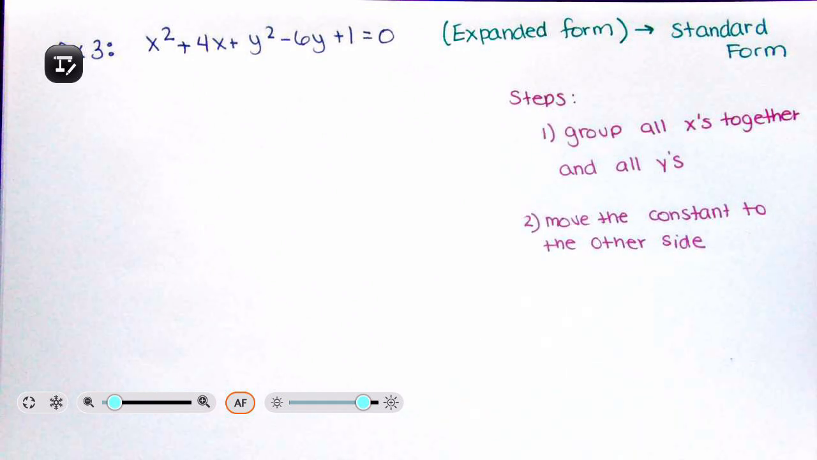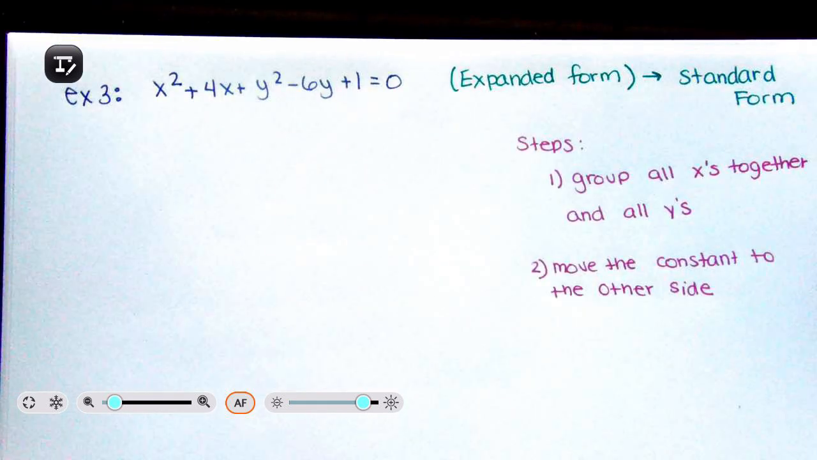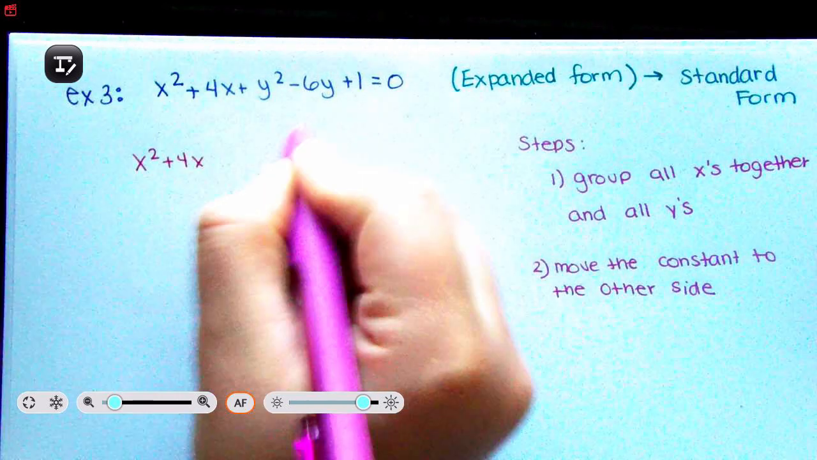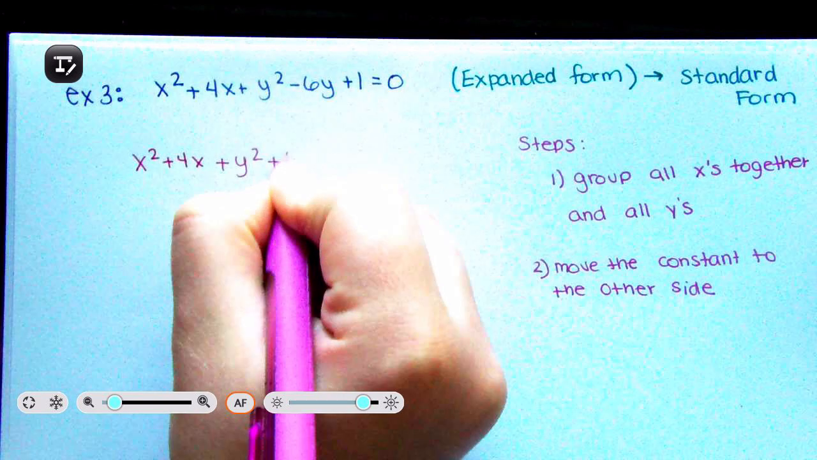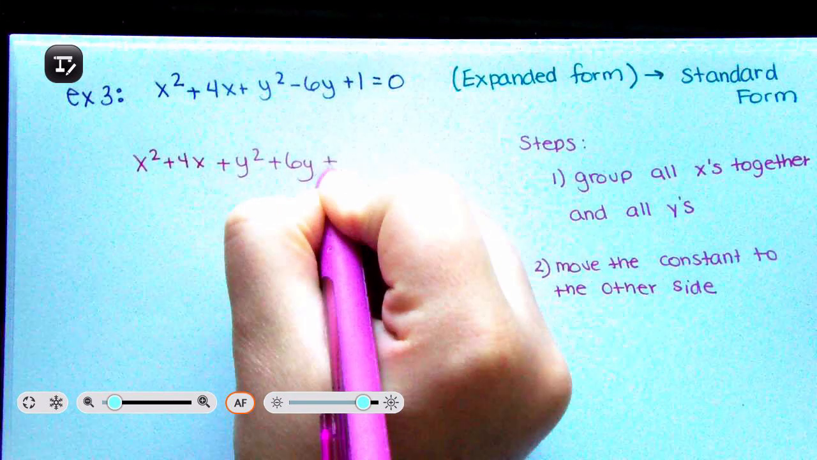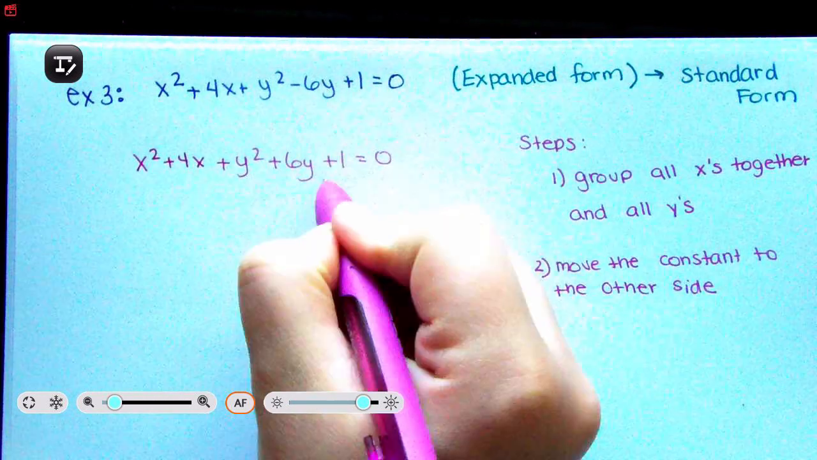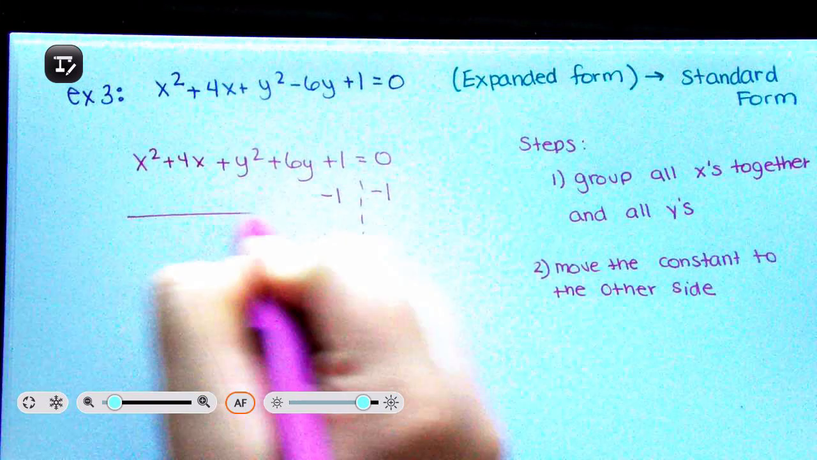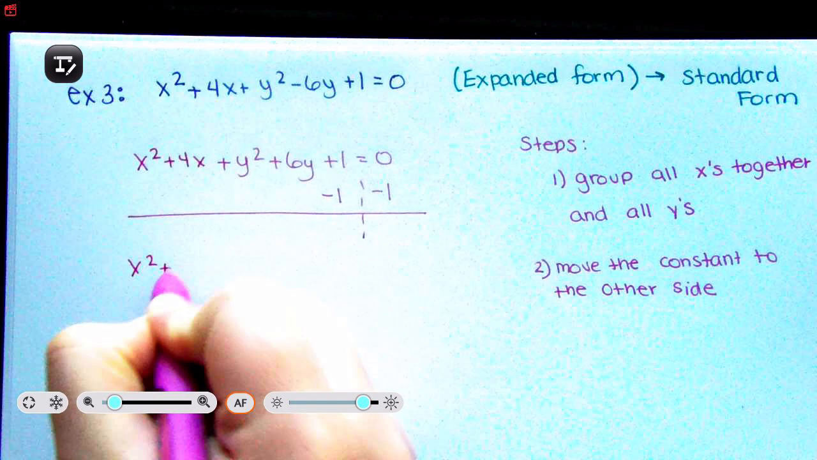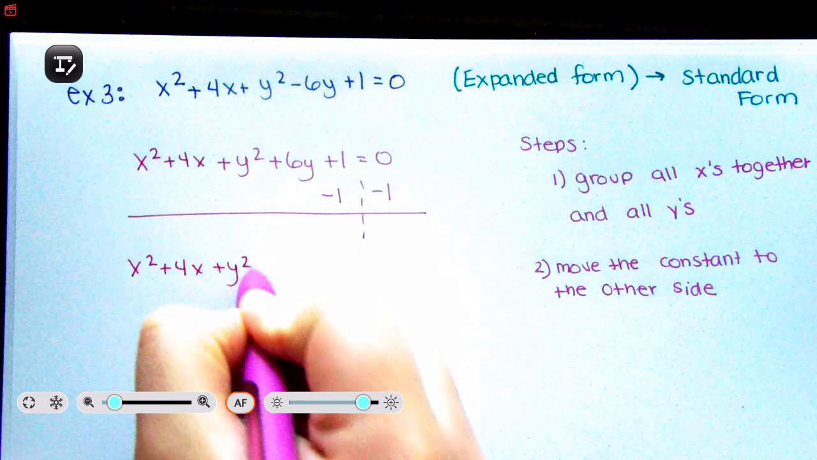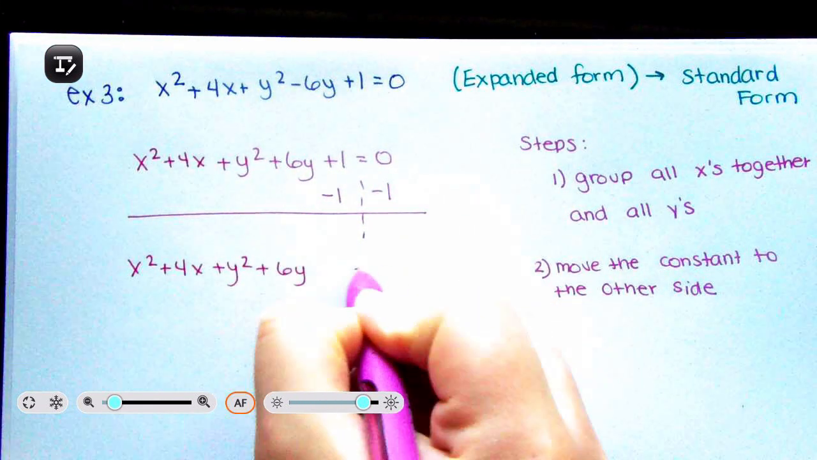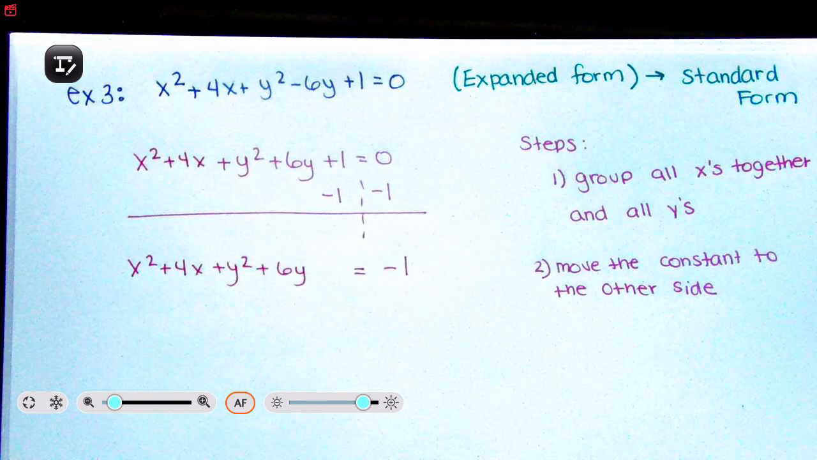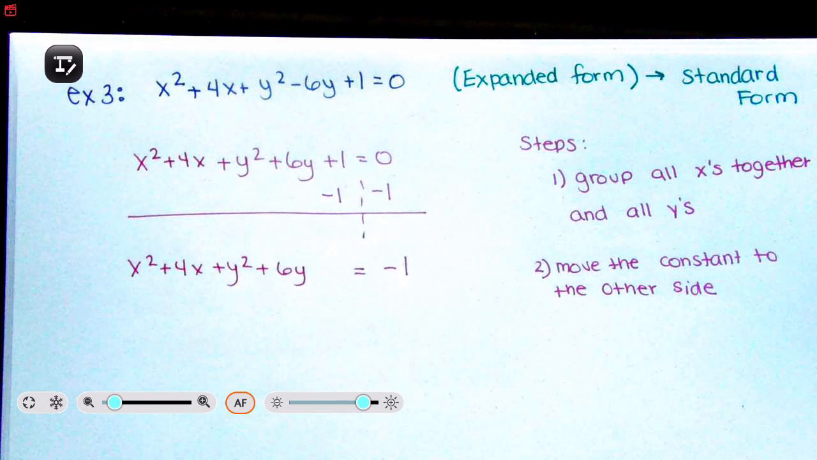Okay, so let's do that. Step number 1, group x's and y's together. Looks like they've already been grouped together, so I am happy. Step number 2 is move your constant over. I only have one constant here. I'm going to move it over by subtracting 1. So I have x squared plus 4x plus y squared minus 6y, and that's equal to negative 1. What step number are we on? 3.